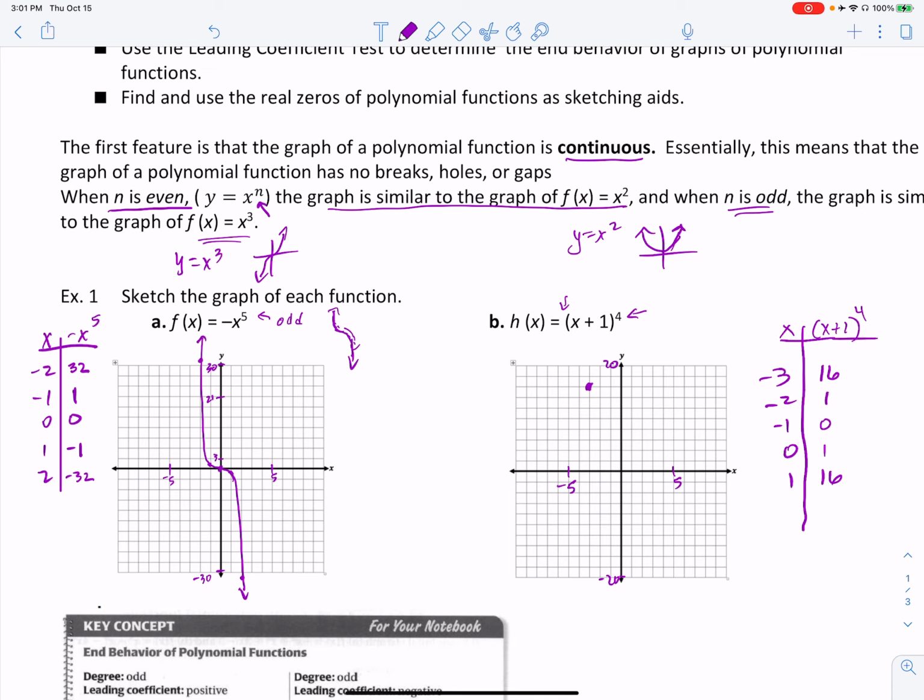At -2, I am up at 1. At -1, I'm at 0. At 0, I'm at 1. And at 1, I am at 16. And so it should be kind of rounded as you go. Thinking of it as a parabola kind of shape, not a V, not an absolute value. And don't forget the arrows on the ends. We take off points for not having that on tests.